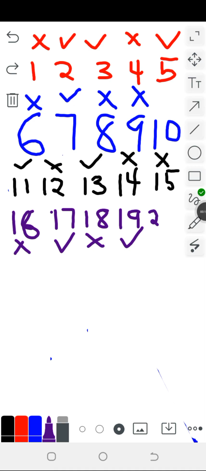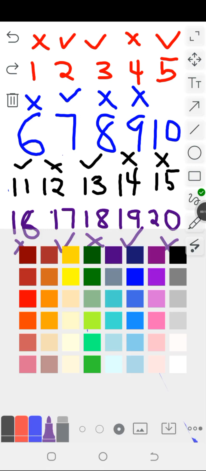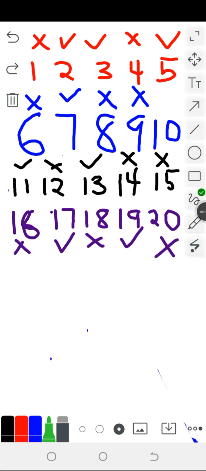Now, 20, is 20 a prime number? We say no. 20 is not a prime number because 20 can divide 2, 4, 5, and 10 to give a whole number. So between 1 and 20, we have successfully listed out all of the prime numbers that we have. So we say prime numbers between 1 to 20 as natural numbers.